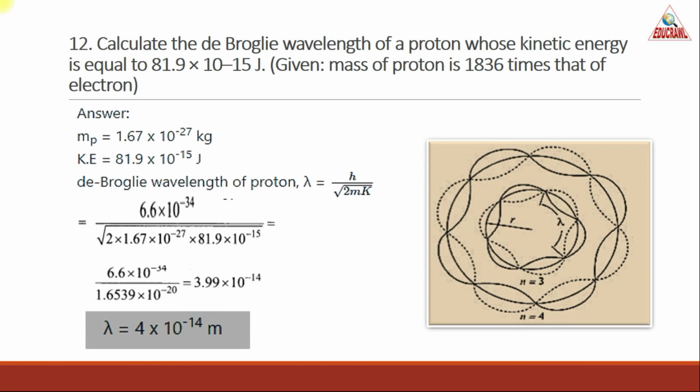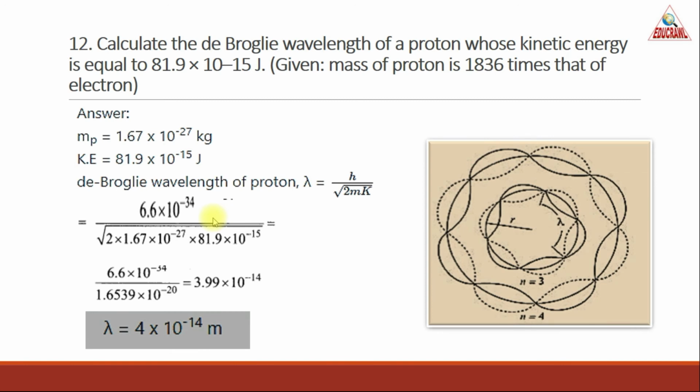12th problem. Calculate the de Broglie wavelength of a proton whose kinetic energy is equal to 81.9 into 10 power minus 15 joule. The given data is the mass of the proton is 1836 times that of the electron. So the mass of the proton, we know that it is 1.67 into 10 power minus 27 kg. Kinetic energy is 81.9 into 10 power minus 15 joule. Hence, the de Broglie wavelength is given by lambda is equal to h by square root of 2m into kinetic energy.